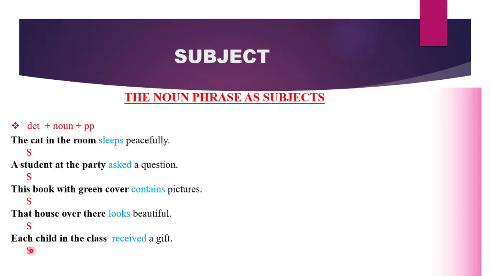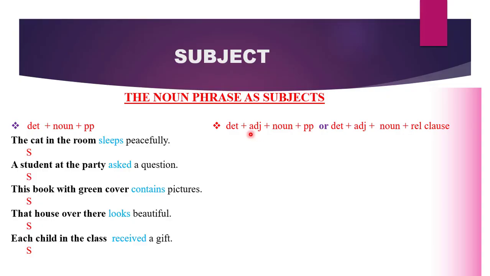received a gift. We have a determiner, each, a noun, child, and a prepositional phrase in the class, which is giving us more information about the child. So together, it is performing the role of the subject. So the noun phrase can be a very long one like this. Also, we can have noun phrases that consist of determiner, adjective, noun, a prepositional phrase, or a determiner, adjective, noun, and a relative clause. And together, they will be performing the same role, and that is the subject role.